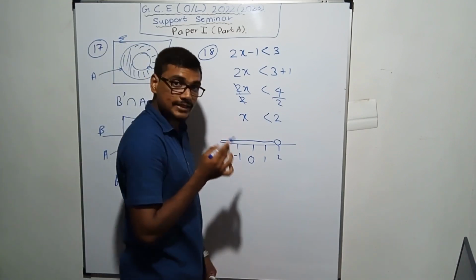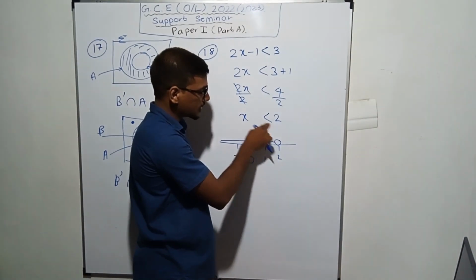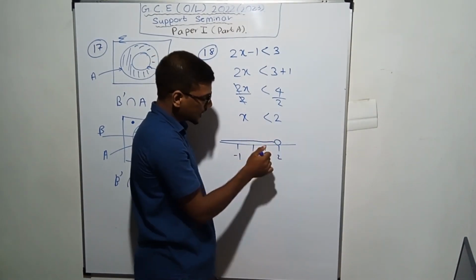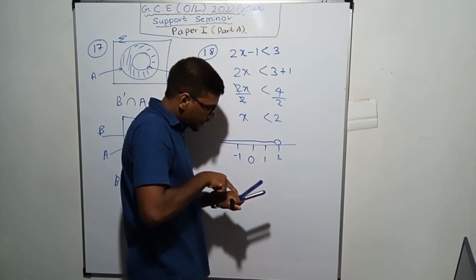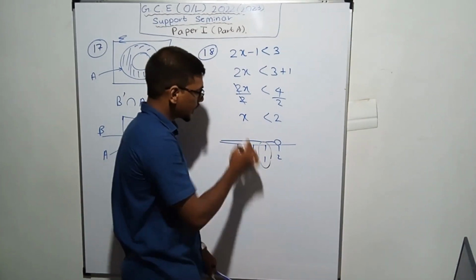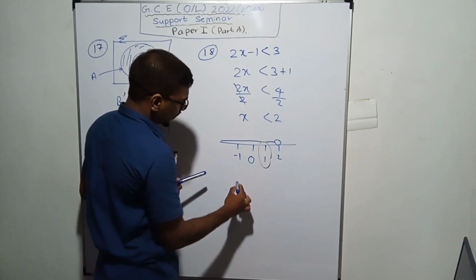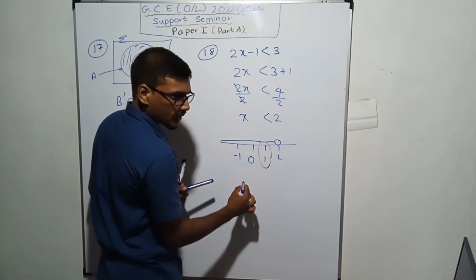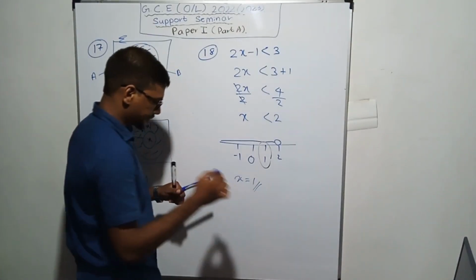So what is the largest integer? Can we take 2? No. Why? The equal to mark is not there. So the largest integer will be 1. Here the largest possible value for x is 1. They ask us to write the largest integer for x, so x will be 1.